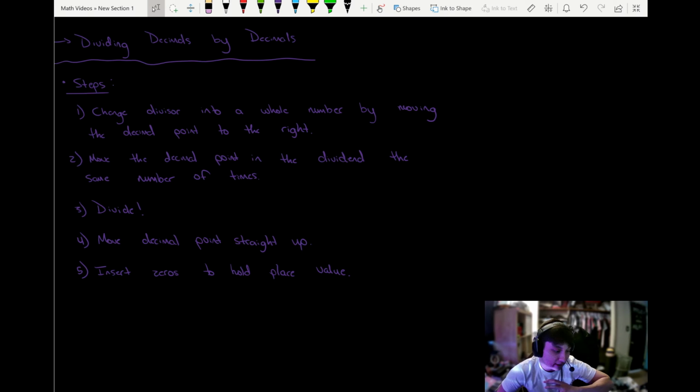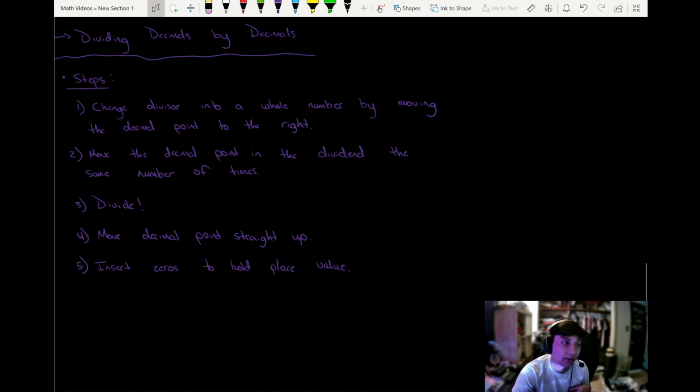The second case of division with decimals is dividing a decimal by a decimal, and here are the steps for those. Step 1 is change the divisor into a whole number by moving the decimal point to the right. Step 2 is move the decimal point in the dividend the same number of times. Step 3 is divide. Step 4 is move the decimal point straight up. And number 5 is insert zeros to hold place value. It's not that different than the last set of steps, but we're going to run through an example together.